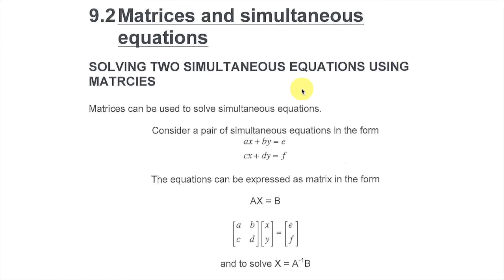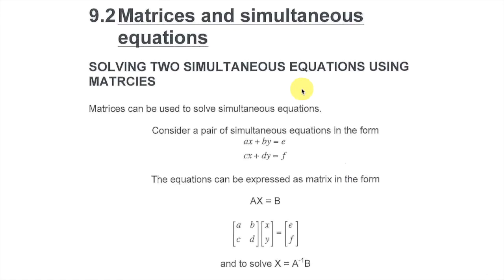Section 9.2, Matrices and Simultaneous Equations. By the end of this video, you should be able to take simultaneous equations and represent them as matrices. You should be able to use matrices to solve simultaneous equations. Use the determinant of a matrix to work out if a set of simultaneous equations has one unique solution. And you should be able to create a set of simultaneous equations from a real life problem.